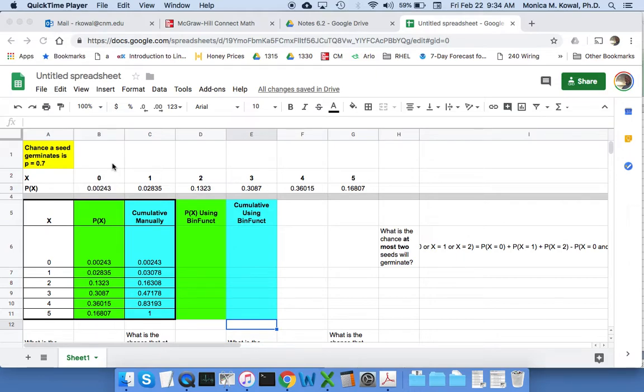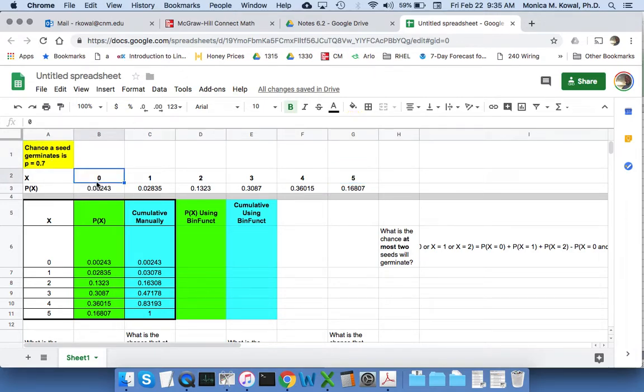Alright, in this video I'm going to show you how the binomial distribution has a function within Google Sheets to help calculate its probability. It's exactly the same in Excel. To get started, we're just going to use the example we were working with in class. We're planting 5 seeds. The chance that a seed germinates is 0.7.